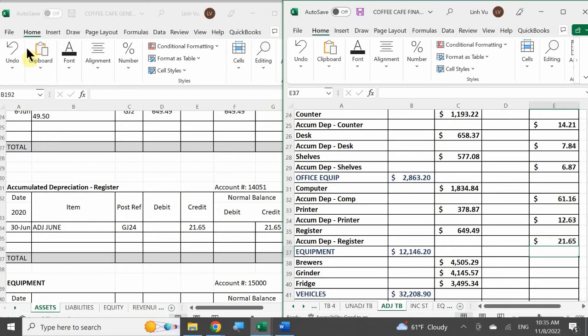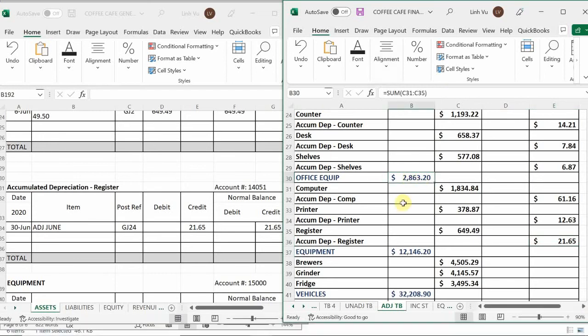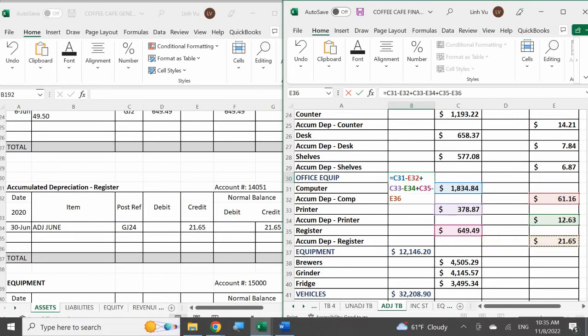21.65. Okay, once again, I need to redo my formula here. So right now, the price that I bought my equipment, my office equipment, is $2,863. But in this case, when I include the depreciation, it should be now at $2,767. Okay.